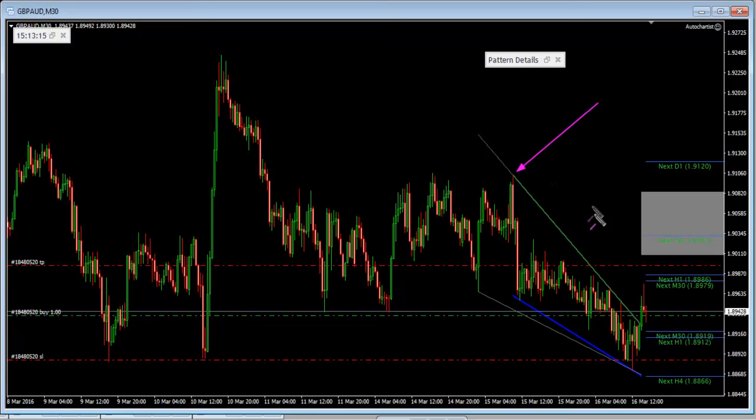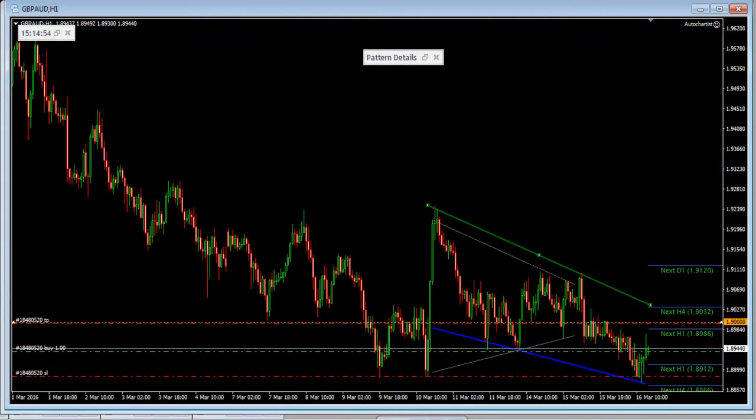Where sellers were saying this trend line here, every time we hit it, we're going to push price down. Well, that's now given up, right? Price is now able to close outside of that area. So what I'm actually using here to enter into this trade is this bar here on the hourly chart.